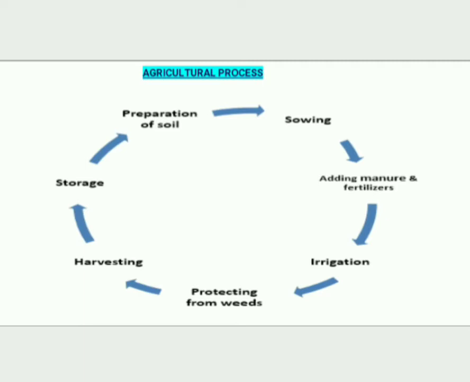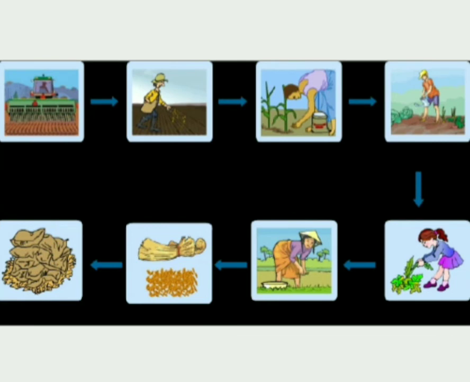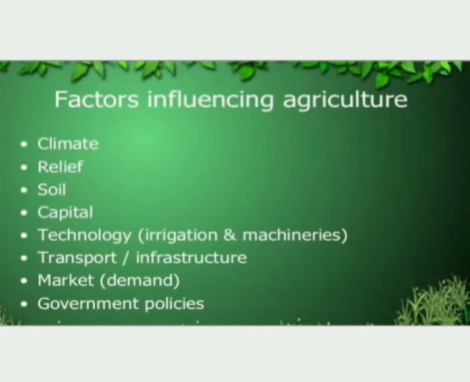Next comes sowing. After tilling the soil, we sow the seeds of a particular crop in the soil. Then we add manure and fertilizers to the soil to enhance its fertility. Then we irrigate the soil, that is, we add water to the soil. While the crop is growing, we remove any unwanted weed that has grown besides the crop. And when the crop is fully grown and ripe, we harvest it. Then we remove the grains from the stack, store these grains, and later on sell them in the market. This is the whole agricultural process.